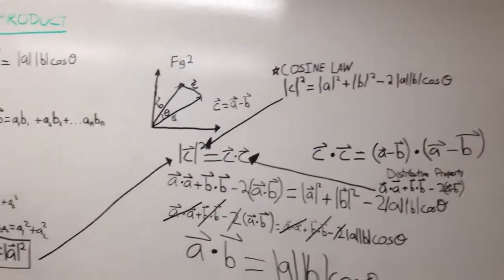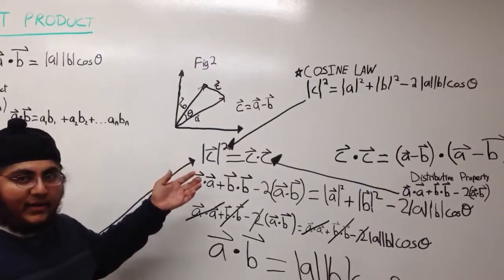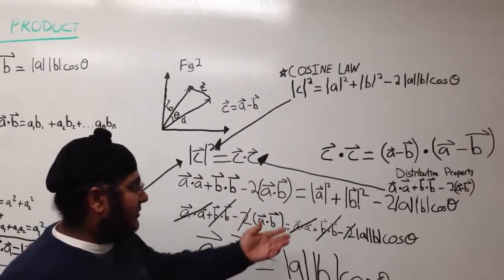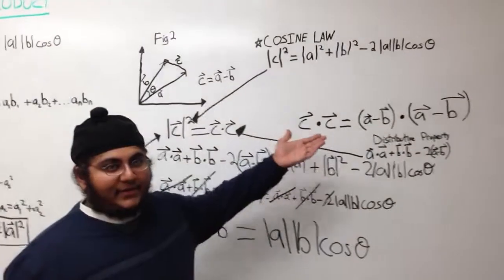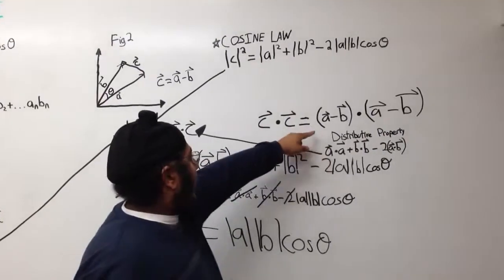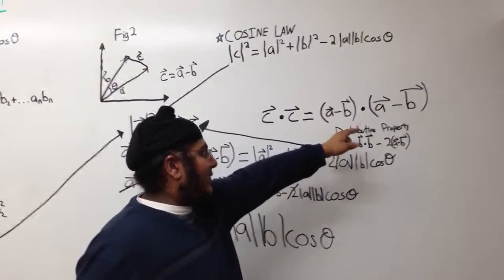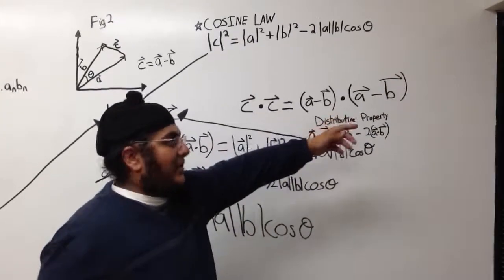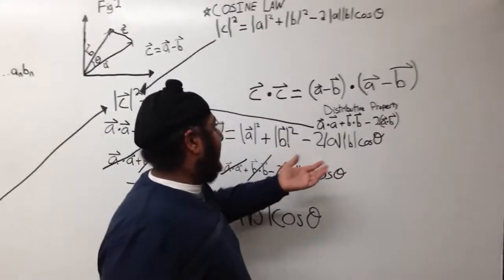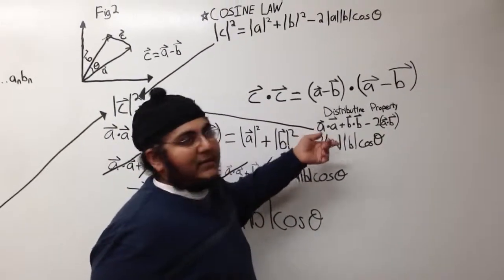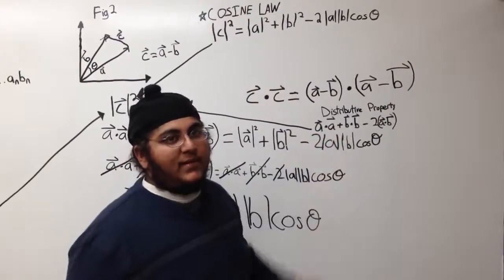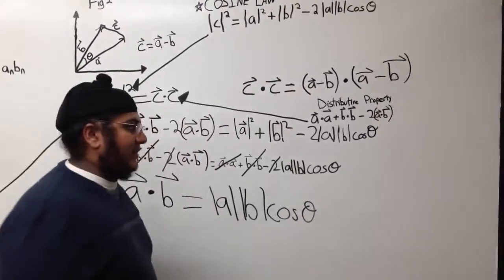As shown here, the magnitude of length C squared is equal to the dot product of the vector with itself. So we need to expand vector C dot vector C, which is equal to vector A minus vector B dot vector A minus vector B, which we got from here. Then with the distributive property, we write vector A dot vector A plus vector B dot vector B minus 2 times the quantity of vector A dot vector B.